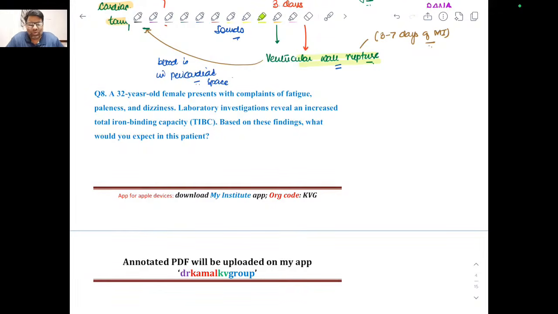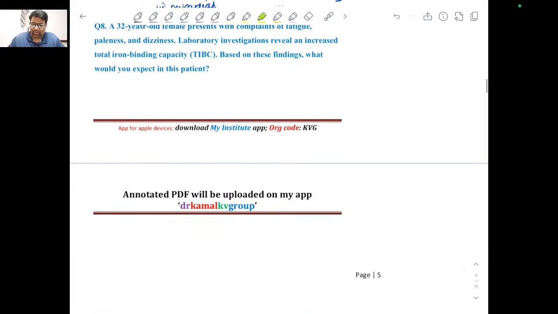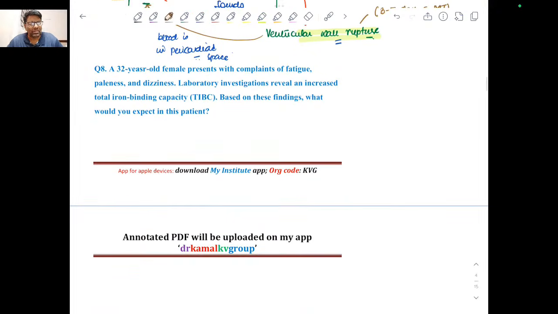A 32-year-old female presents with complaint of fatigue, paleness and dizziness. Laboratory investigations reveal an increased total iron binding capacity. Based on these findings, what else would you expect in this patient? Now, this is a hot favorite topic for the exam setters. Every year, in every exam in fact, we see a case based question from this topic.